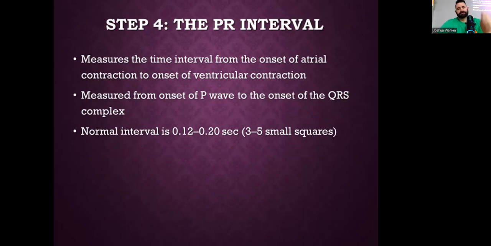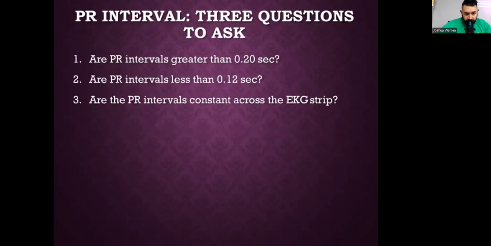Normal is 3 to 5 blocks. How much is each block worth? 0.04. So 4, 8, 12 is normal. 16, 20, normal. 12 to 20 is normal. 3 questions you ask about that PR interval. Are they greater than 0.20? Are they less than 0.12? Why will that make a difference to me if it's less than?